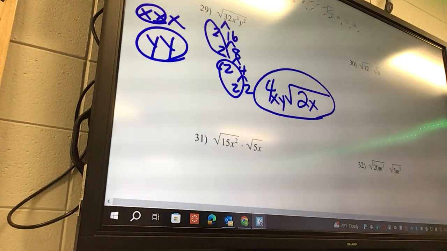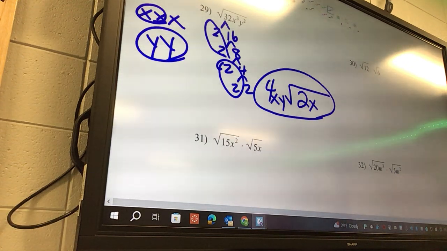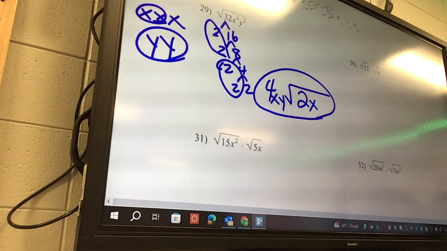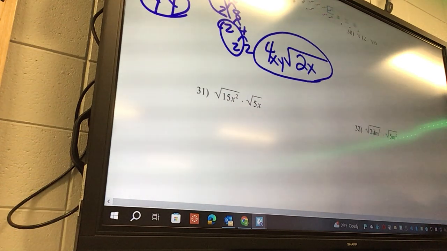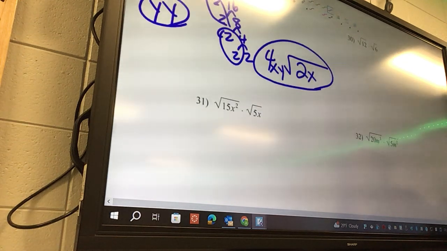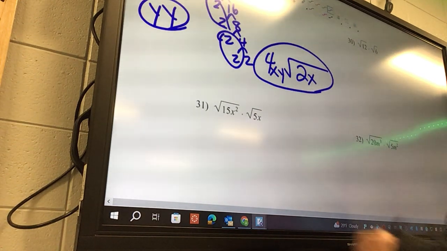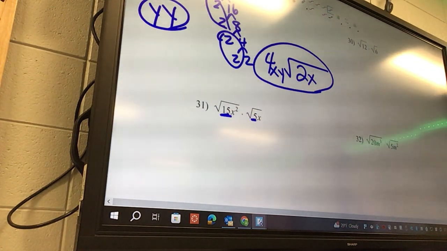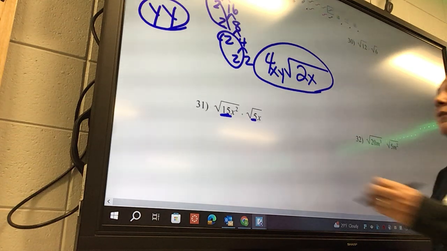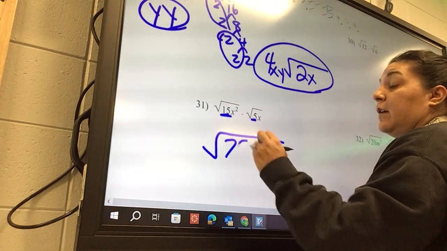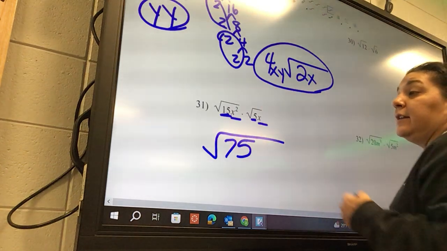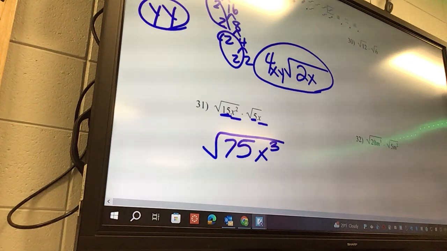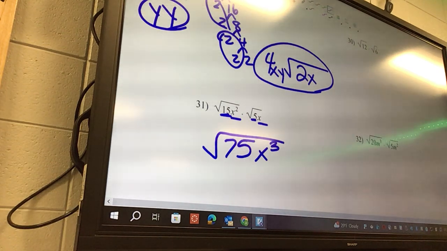Okay, 31, you're going to multiply the outsides together and times the insides together. On this one, is there any outsides? No, okay, but there are insides. So 15 times 5, you've got to multiply those two together. What is 15 times 5? 75. And then we add the letters. It's going to be X3. There's 2 on the first guy, 1 on the second guy.